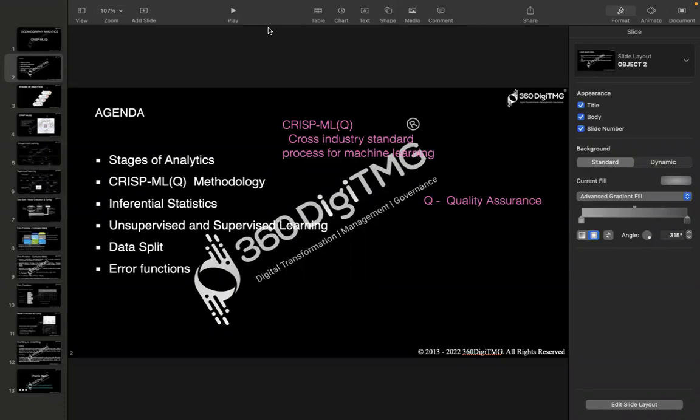So in general, such projects are conducted in an ad hoc manner. So to guide ML practitioners through the development life cycle, this cross-industry standard process for the development of machine learning applications with quality assurance methodology, Crypts MLQ, was recently proposed. So it was proposed recently. So we review the core phases of the ML development.